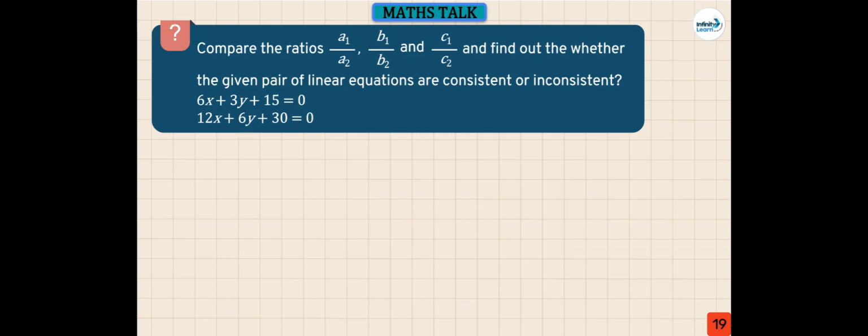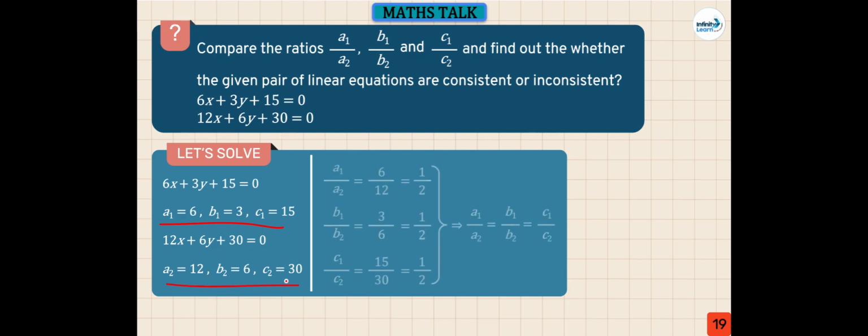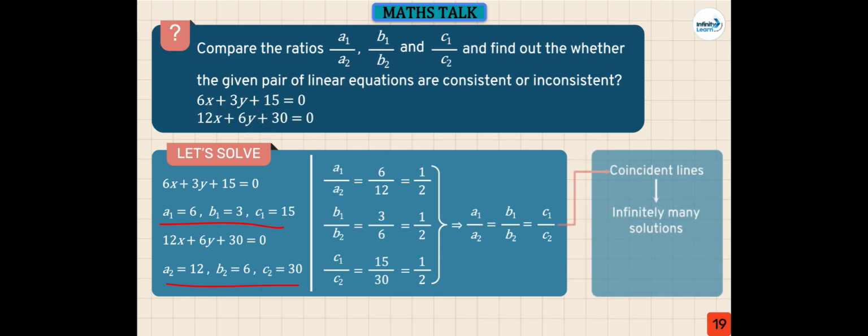Let's check whether the following is consistent or inconsistent. The values of a1 b1 c1 are this, and the values of a2 b2 c2 are this. Comparing the following values. After comparing the values you have to simplify also. On comparing the value of a1 upon a2, the value of b1 upon b2 and the value of c1 upon c2 are equal. So it is, कैसा है ये?